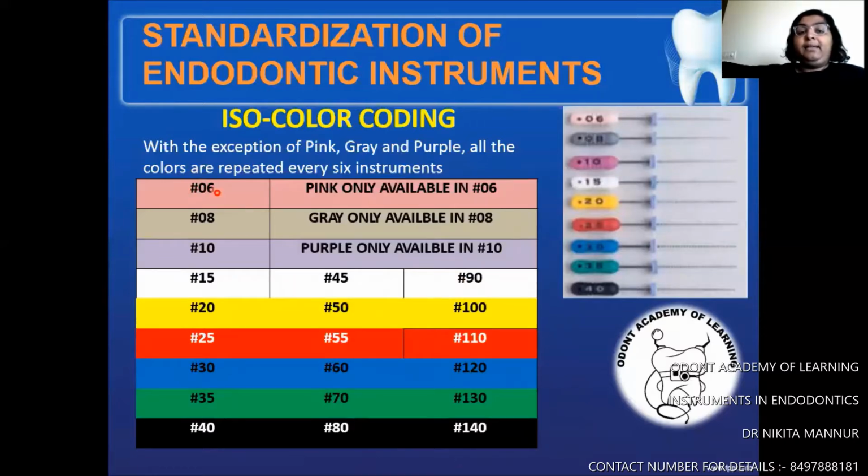6 is pink color, 8 is gray, and 10 is purple. So pink, gray, purple are your initial files, the small files that we use, especially for a calcified canal. And then your color coding starts from white, that is 15, 20, and so on and so forth. So this is the standard color coding for endodontic instruments, which is followed till date.